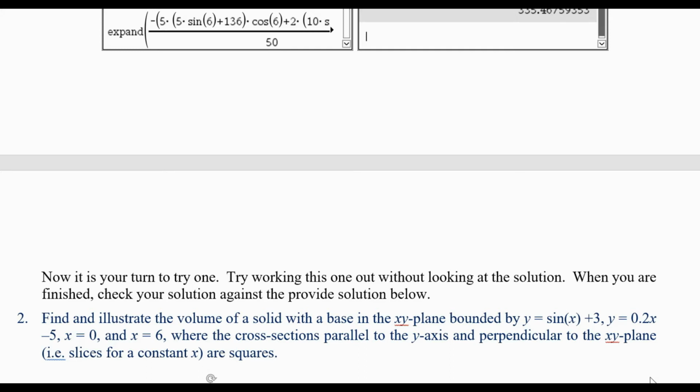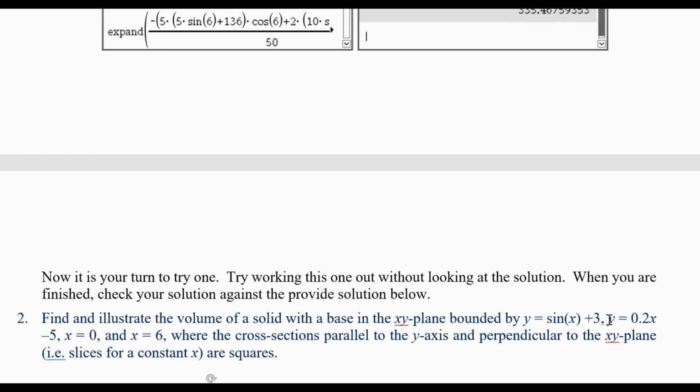Okay, now it's your turn to try one of these things. In this video, we're going to be looking at finding a volume of a solid with a base in the XY plane. We'll give you some boundary curves, and then the cross sections of this will be parallel to the y-axis, perpendicular to the XY plane. In other words, slices with the constant x will be squares.